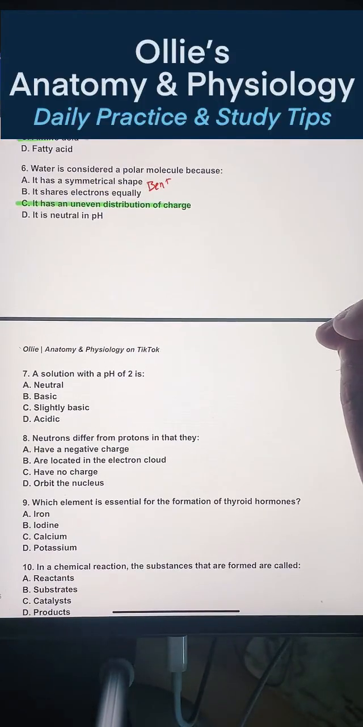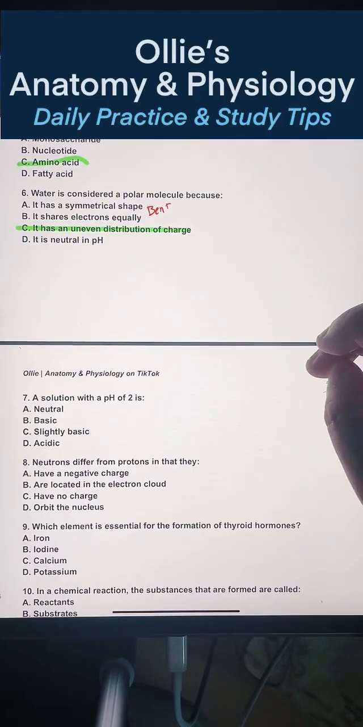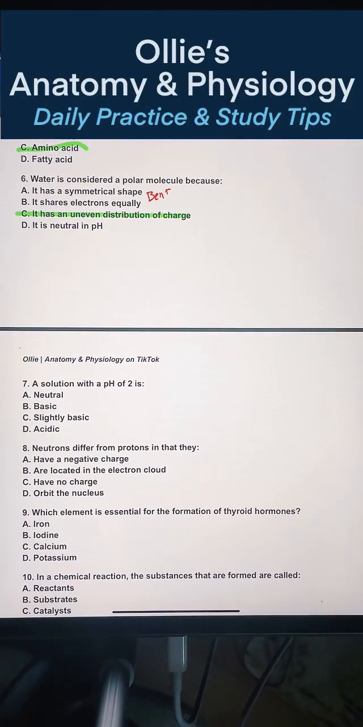Moving on to the next page now. Number 7. Leave the question up there. Number 7, a solution with a pH of 2 would be considered what? A solution with a pH of 2 is normally considered what?